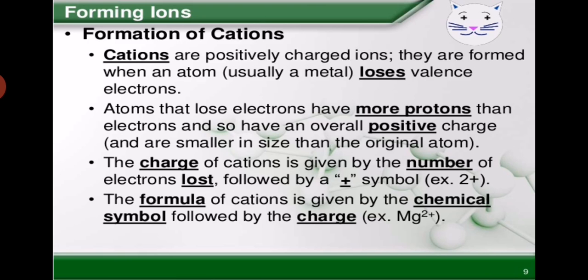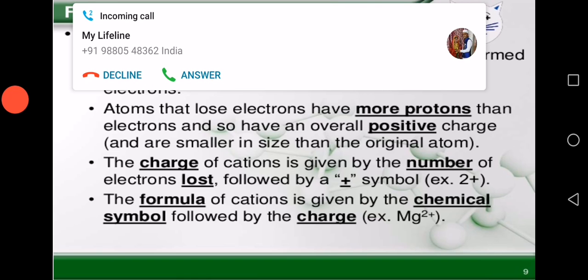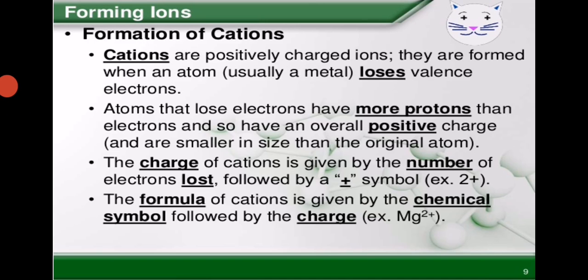The next bit, the charge of a cation is given by the number of electrons lost, followed by a plus symbol. Example, 2 plus. Means 2 plus here means 2 electrons are lost. The formula of a cation is given by the chemical symbol followed by the charge. Example, magnesium 2 plus, Mg2+.